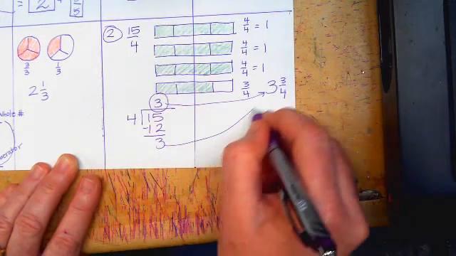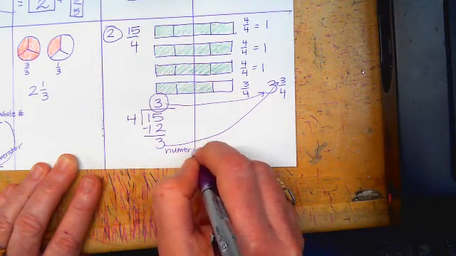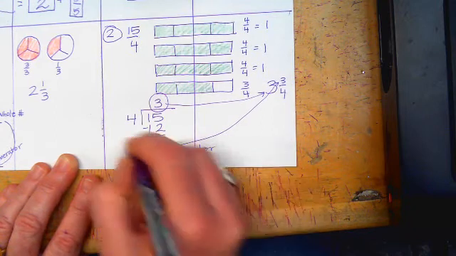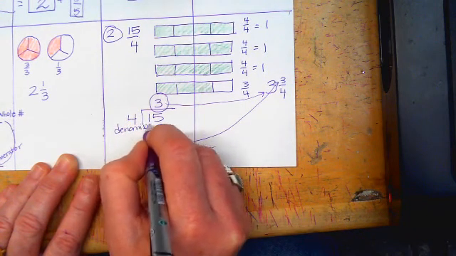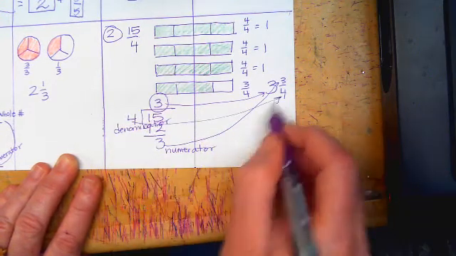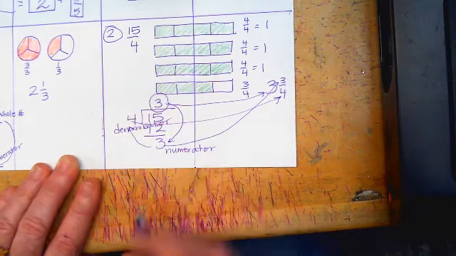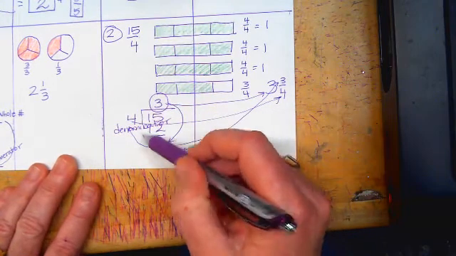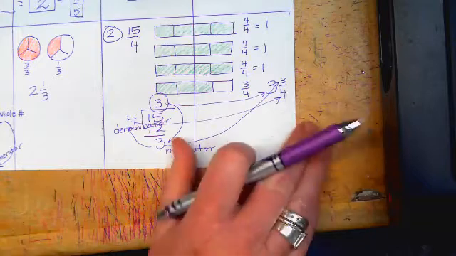This number is the numerator, and 4 is the denominator, right? So that's this number down here. I think of it as going in kind of a clockwise circle, 3 and 3/4, right? So we end up with 3 and 3/4.